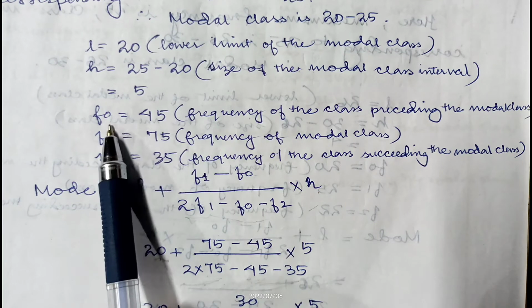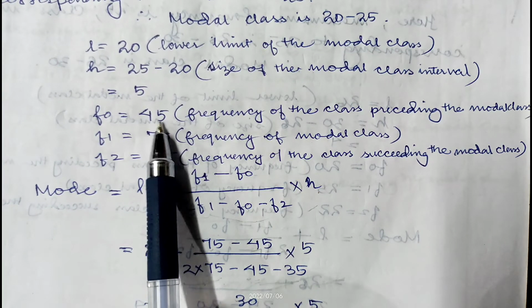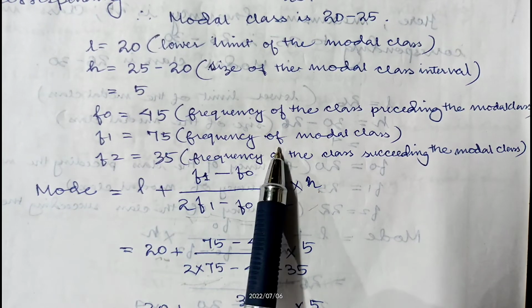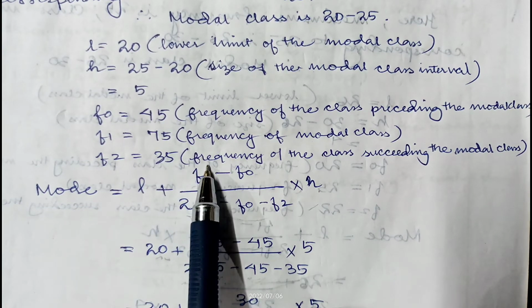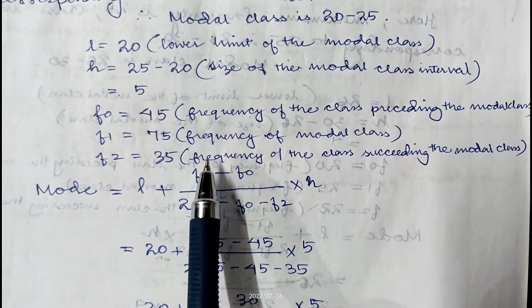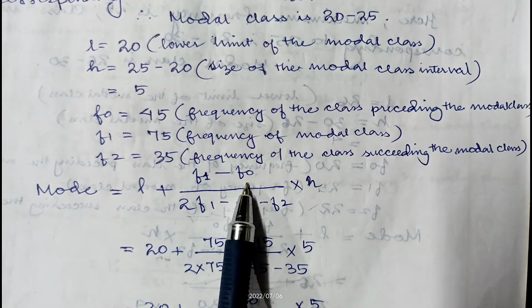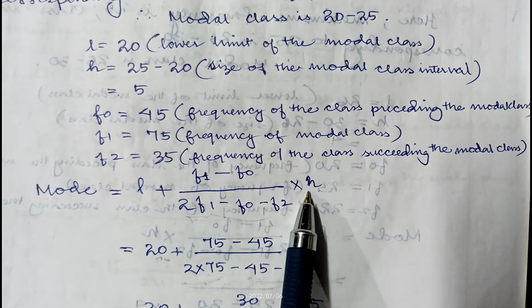class interval. F0 is 45, which is the frequency of the class preceding the modal class. F1 is 75, which is the frequency of the modal class, and F2 is 35, it is the frequency of the class succeeding the modal class. Now we know the mode formula is L plus (F1 minus F0) by (2F1 minus F0 minus F2) into H.